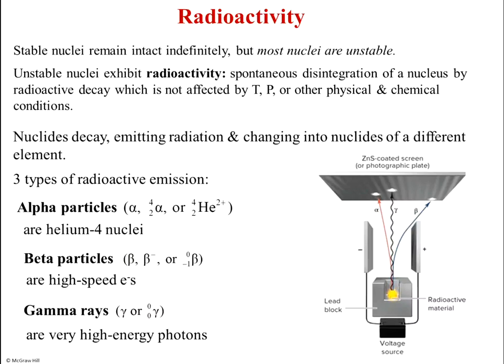Nuclides decay, and when they do, they emit radiation, and they change into nuclides of a different element. Here we see the three common types of radioactive emission. There are emission of alpha particles, which really are simply helium nuclei, but with high energy, so 2 protons and 2 neutrons. There are beta particles, which are simply high-speed electrons. These speeds can be up to near to the speed of light. And finally, we have gamma rays, which are simply high-energy photons.